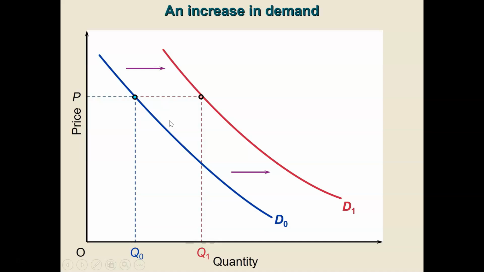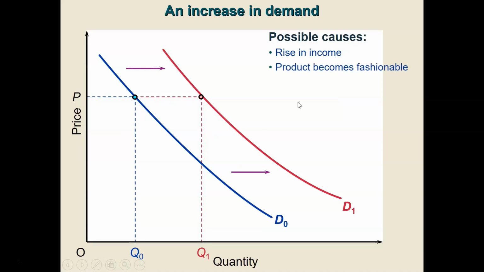And this will be true for each and every point on the demand curve. Regardless of what the price was, now we'll be able to start buying higher quantities. We'll shift every point on the blue line towards the red line. Possible causes of this shift outwards, higher demand: rise in consumer income, as I mentioned.